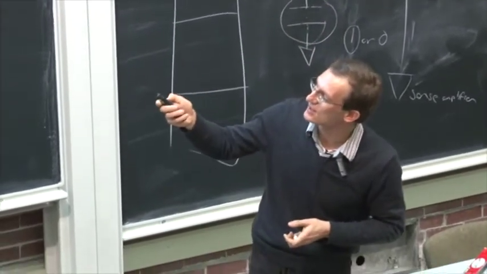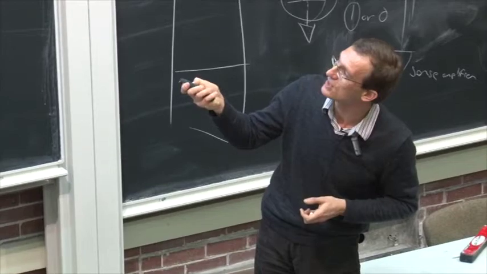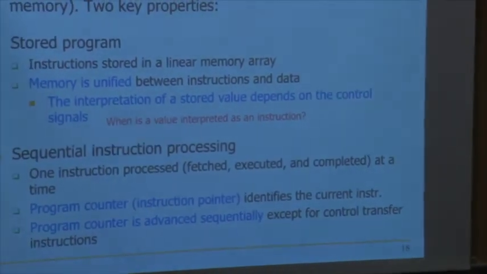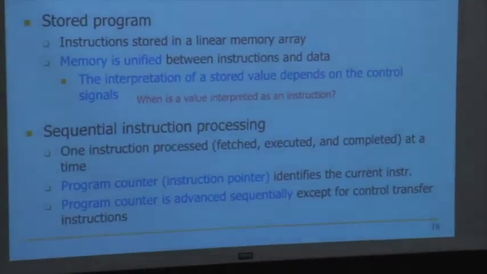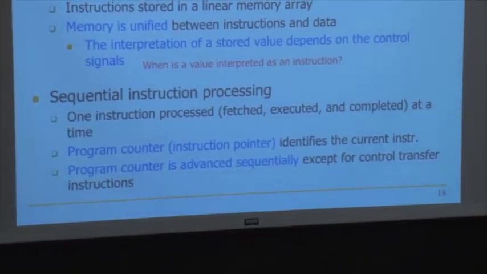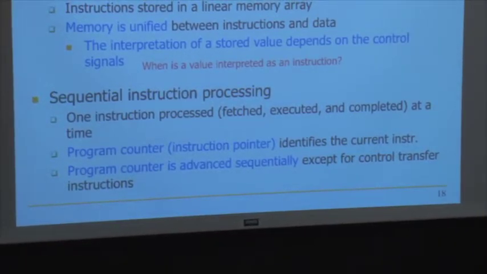Okay, the second property of the von Neumann model is sequential instruction processing, which means that at a time, only one instruction is processed. Only one instruction is first fetched, executed, and completed. And only after that you move to the next instruction. And you keep going.